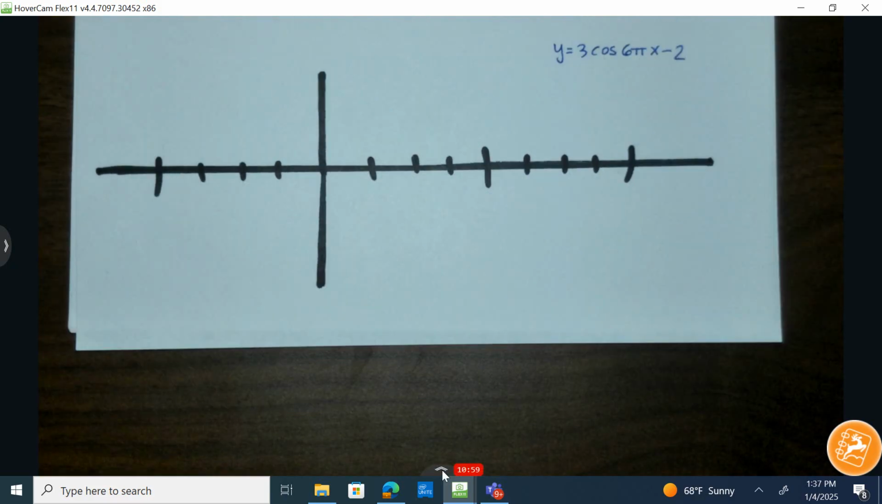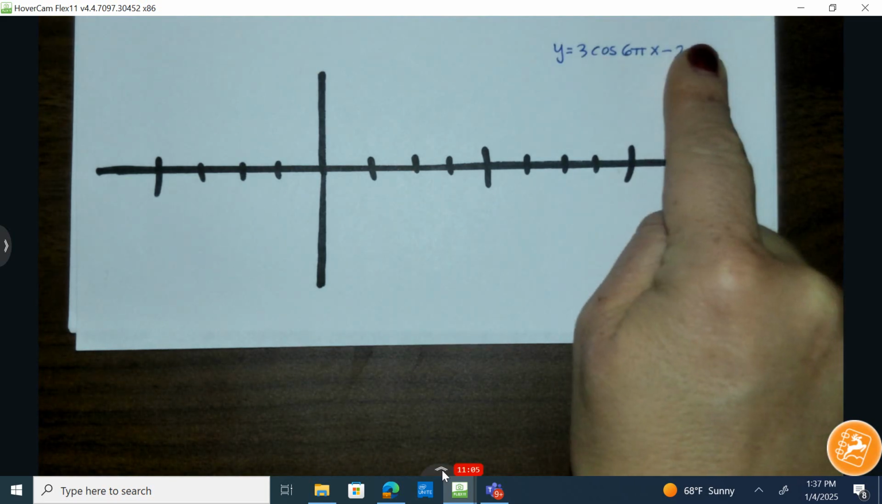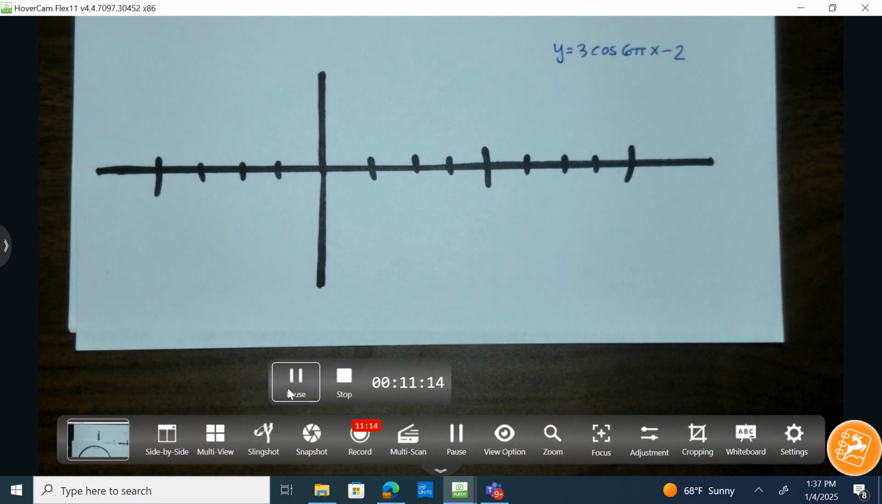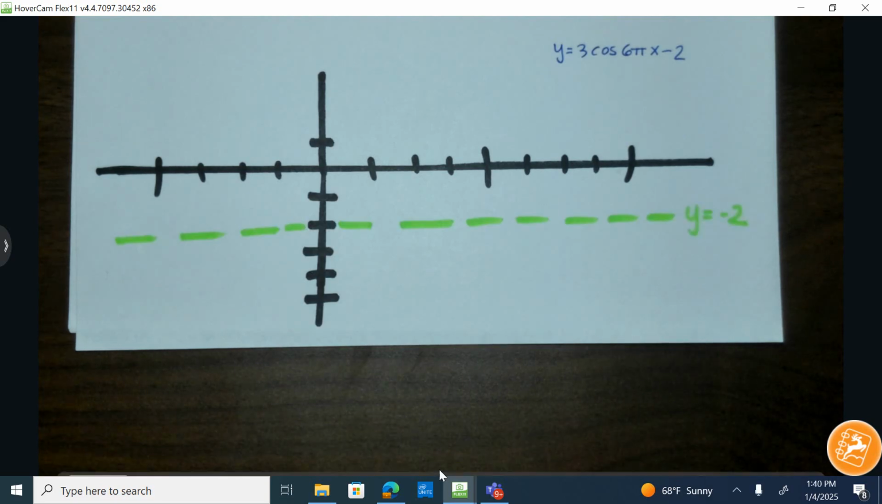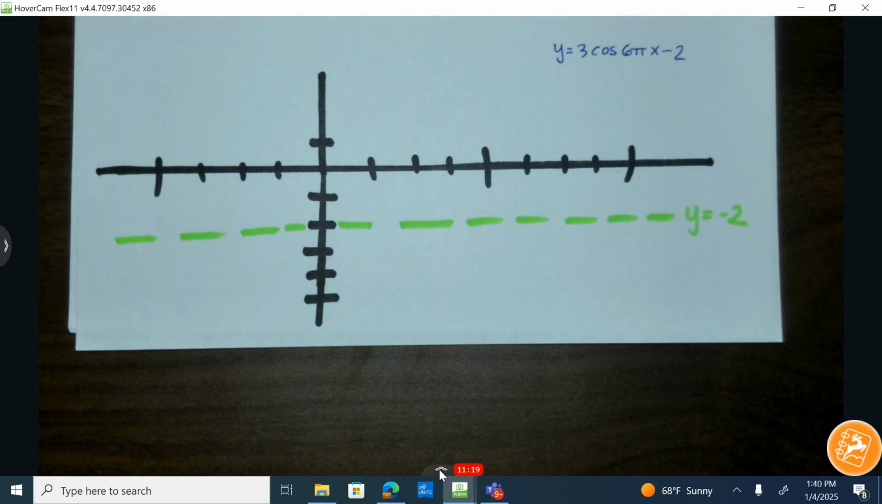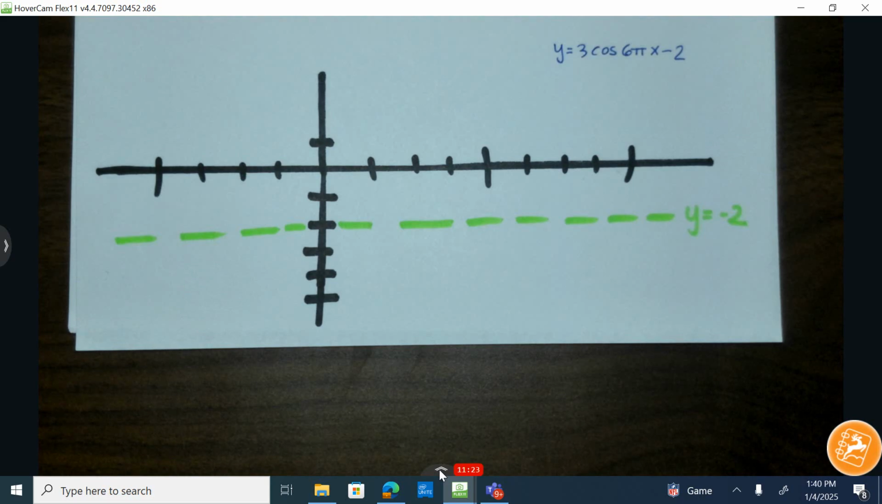Okay, let's move on to our final example for this video. And let's start again with, because I see a value behind, it's separated by addition or subtraction, I know this represents a vertical shift. So I'm going to drop down 2. All right, so I've identified where our new midline occurs. It occurs with the equation y equals -2.